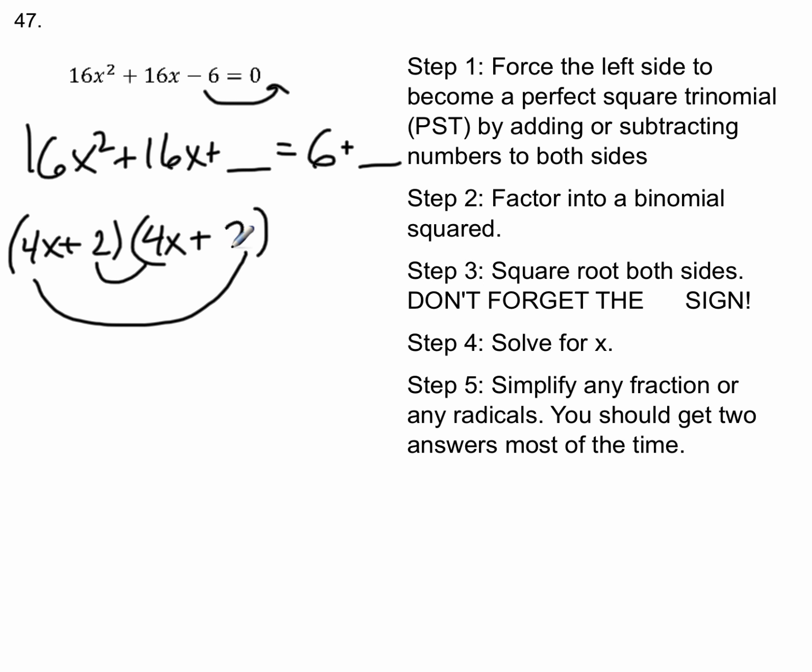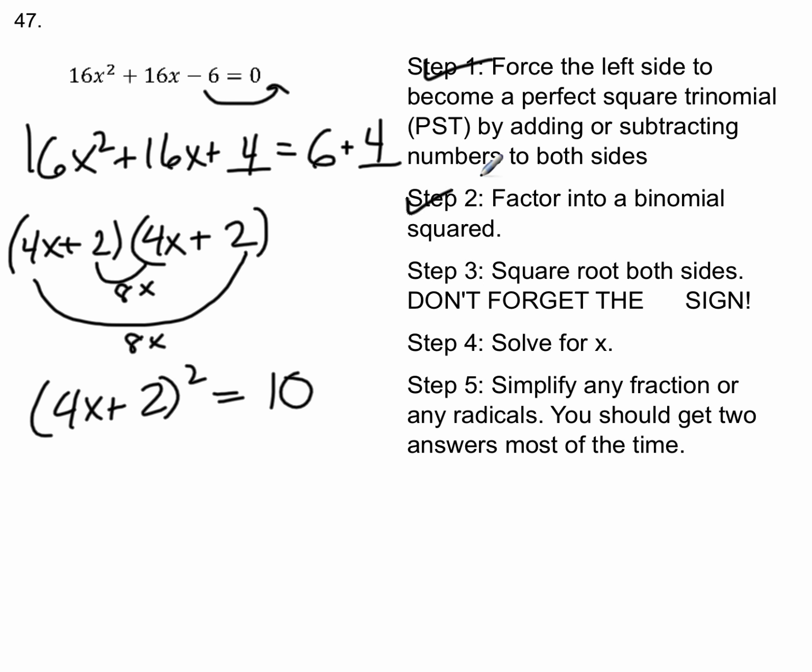I actually get a 2 because then my inners give me 8x, my outers give me 8x, so I get 16x, and then 2 times 2 is 4. So I'm actually adding 4 to both sides. Okay, that's the hard step in this one. Step 2, factor. I already did, but just to write out my work. And then I'm going to add 6 plus 4 and get 10. Now I'm going to square root both sides.